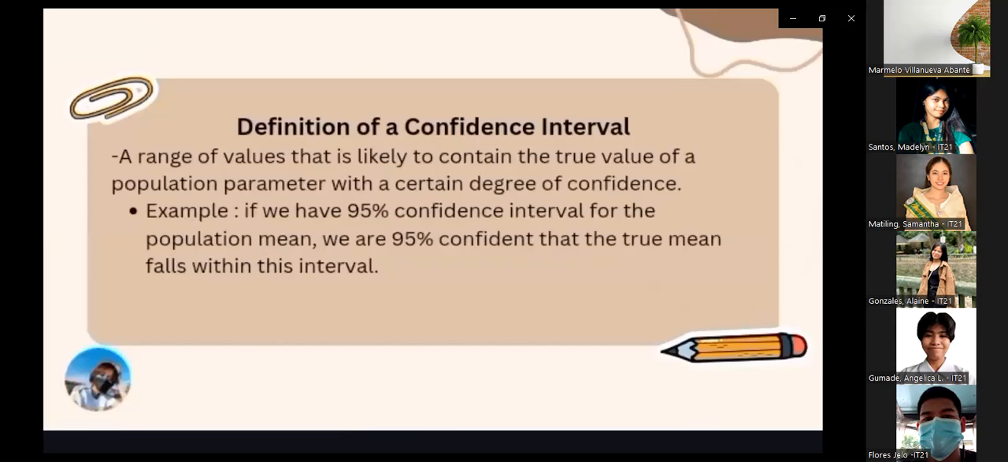For the definition of a confidence interval, a confidence interval is a range of values that is likely to contain the true value of a population parameter with a certain degree of confidence. For example, if we have a 95% confidence interval for the population mean, we are 95% confident that the true mean falls within this interval.